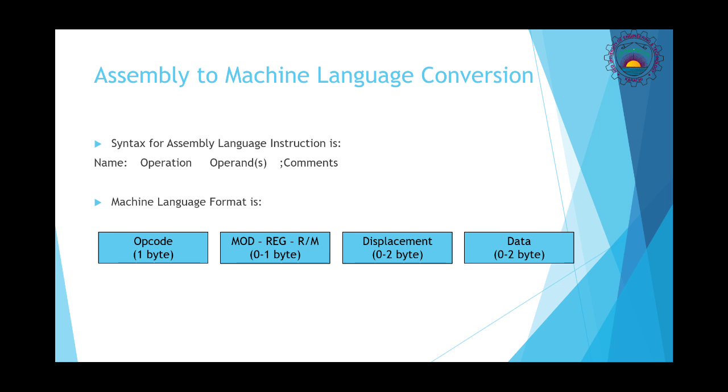So after that, if your instruction is having displacement, that will be written. Then after that, if your instruction is having some immediate data, that will be stored. Displacement may not be present in instruction. If displacement is present in your instruction, that may be of maximum 2 bytes. In some instructions, data may not be present. If data is present in your instruction, then that immediate data may be maximum of 2 bytes.